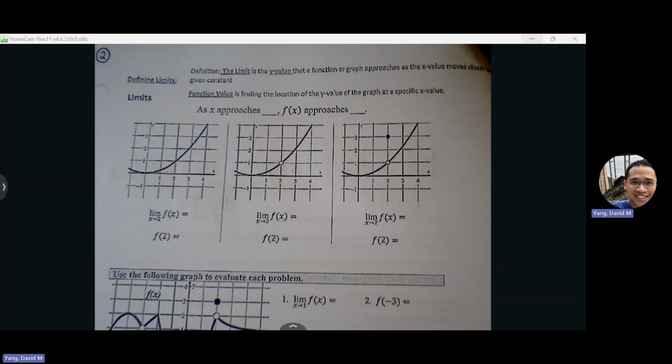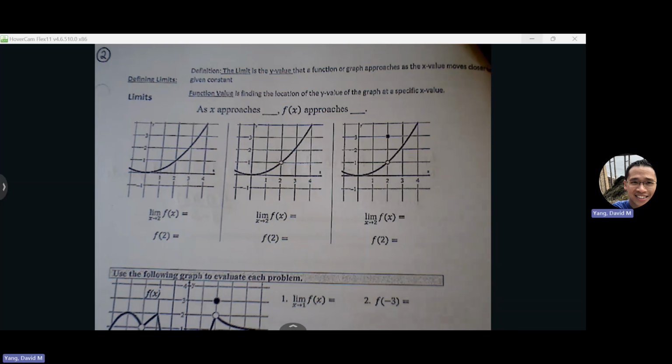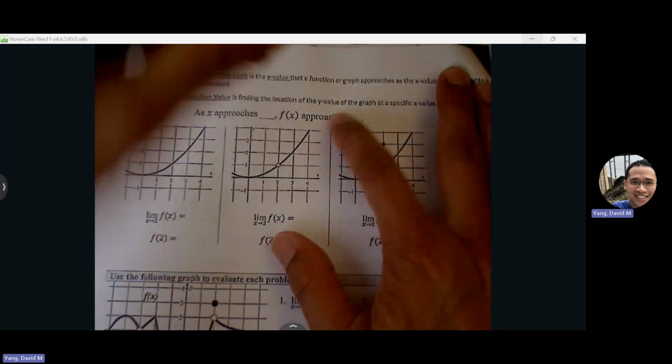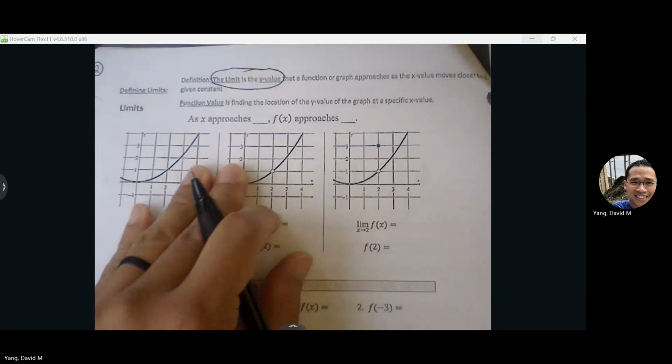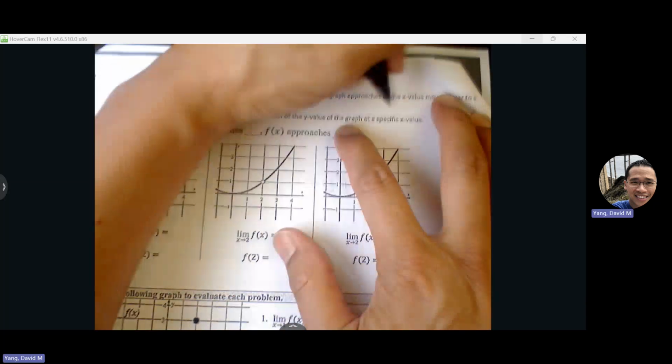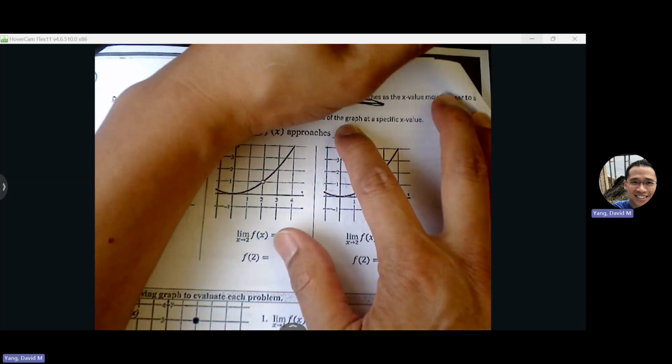Okay, so defining limits. A limit is defined as the y value that a function or graph is approaching as the x moves closer to a given constant. So the limit is related to the y value. It's kind of similar to just looking for the y value at an ordered pair. But the difference here is the idea of approaching.